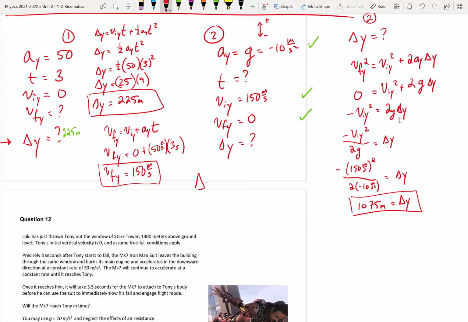We'd have to add these two together, right? There's delta y from phase 1 and from phase 2. So delta y total, the total maximum height he can get to should be... no, that's not right. I can't do that right now. I don't know exactly what that value is.